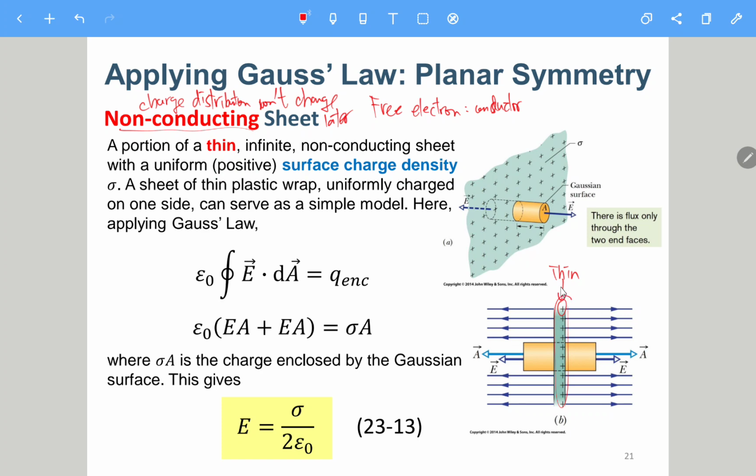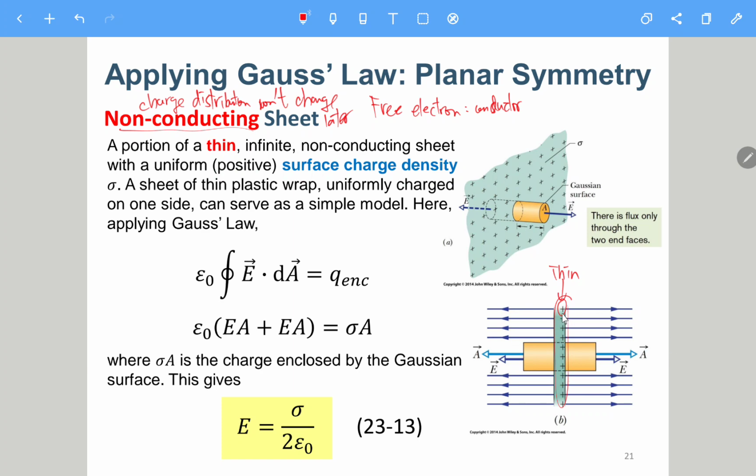Okay, so let's say sigma is the surface charge density. It can be either positive or negative, either is okay. So here we have an infinitely large but thin non-conducting sheet with a surface charge density of sigma. So here we also apply the Gauss law for this cylindrical.